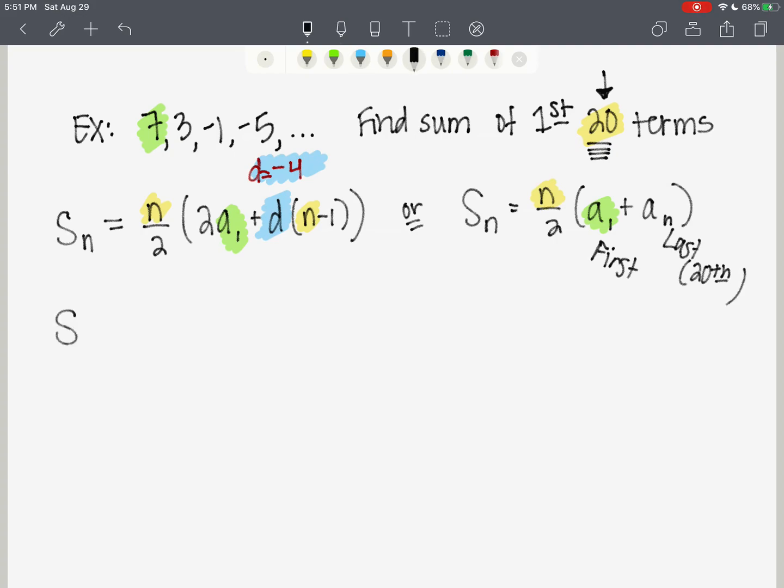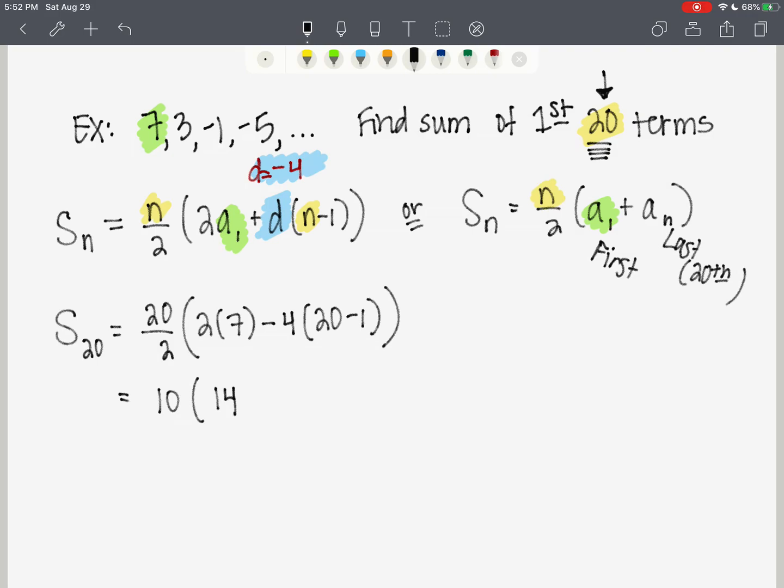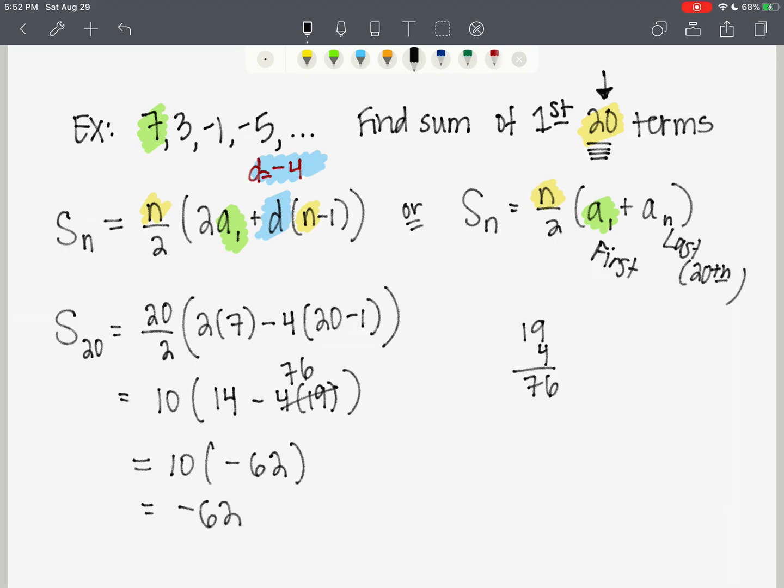So again, we're going to use the formula on the left. The sum of 20 terms is equal to 20 divided by 2 times the quantity 2 times 7 minus 4 times the quantity 20 minus 1. So that's going to be a 10 on the outside, times the quantity 14 minus 4 times 19, and 4 times 19 is 76. So 14 minus 76 is going to be negative 62, times 10 is negative 620. Negative 620, that's the sum of the first 20 terms.